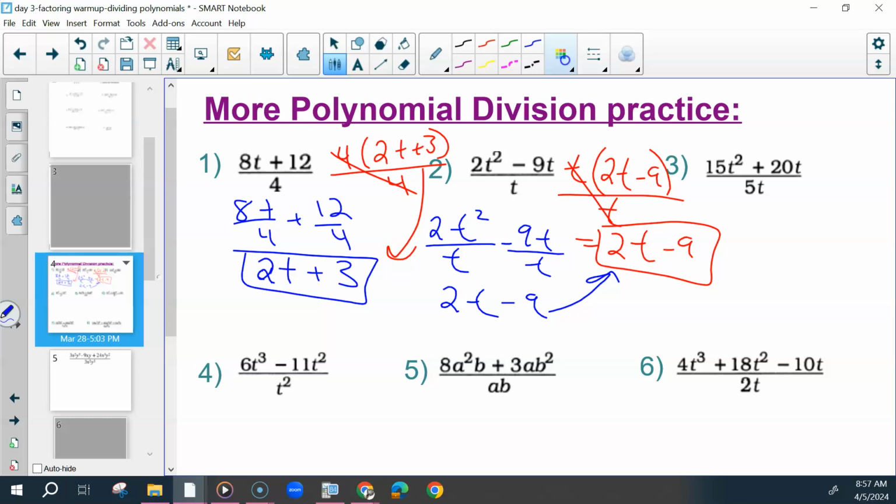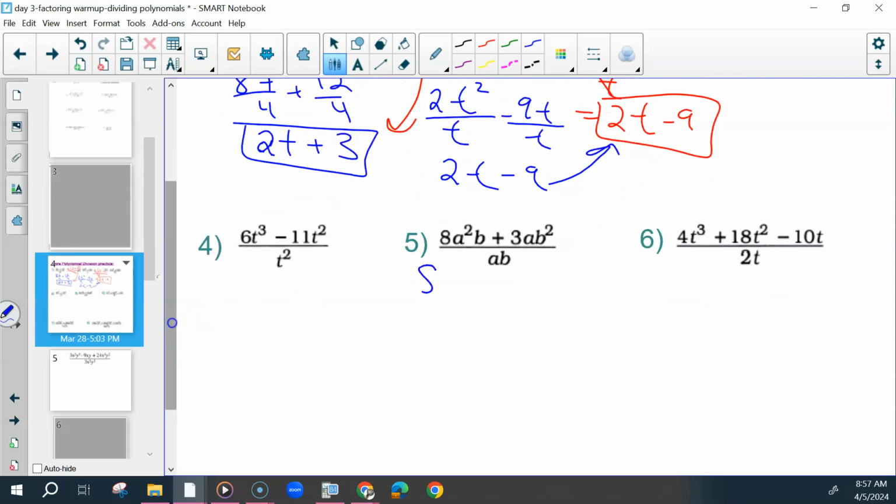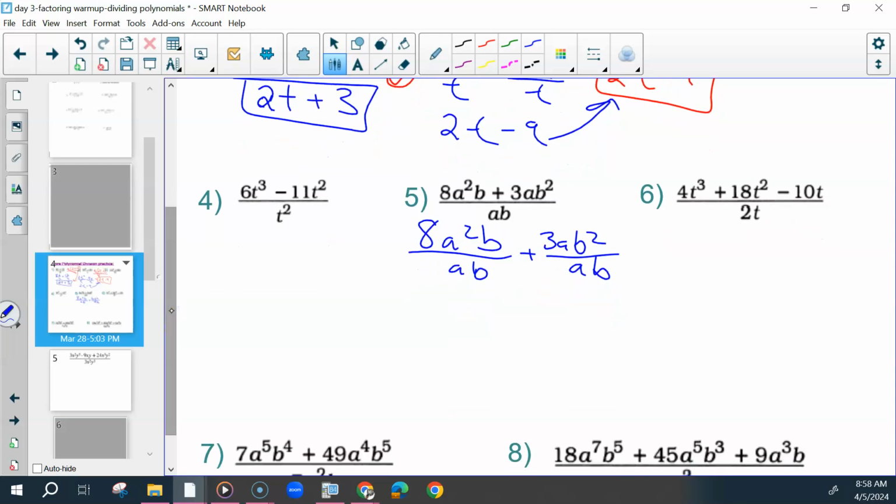So after this one, you guys can choose which one you do. Let's skip to number 5. Do we have questions so far? For number 5, do we want to do GCF or separating? Separating, okay. So you have 8a squared b over ab plus 3ab squared over ab. Divide each piece. What's left? 8a plus 3b. And that would be our final answer.